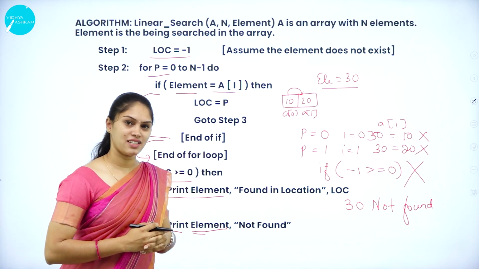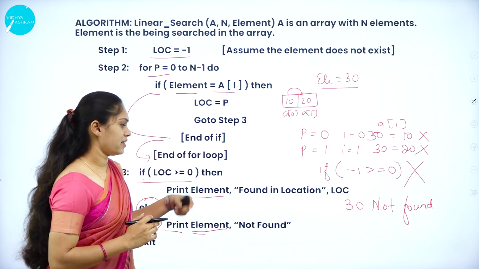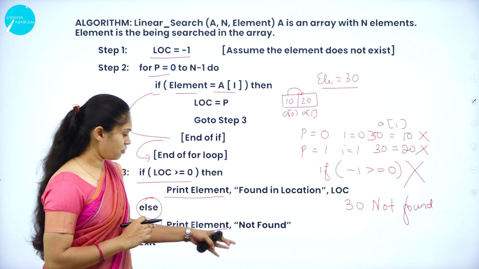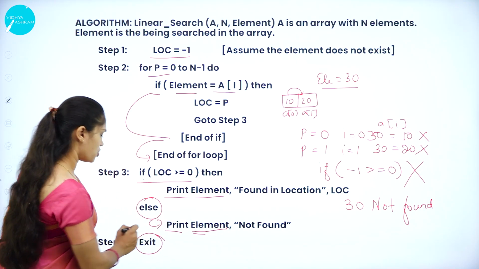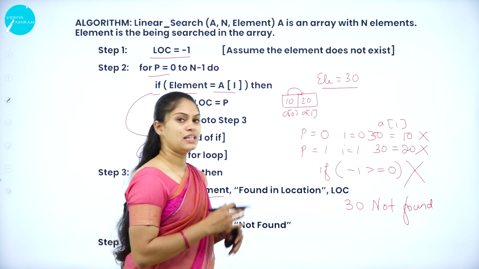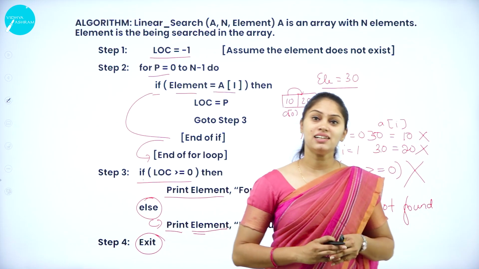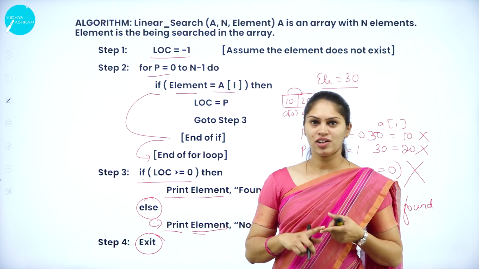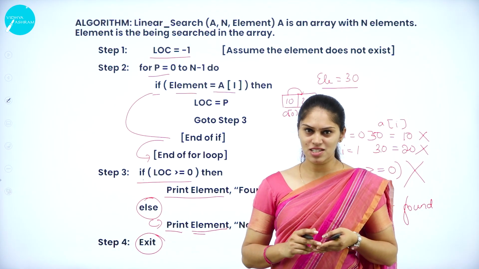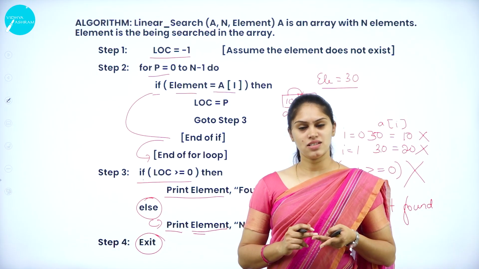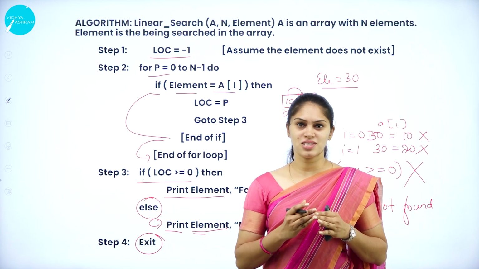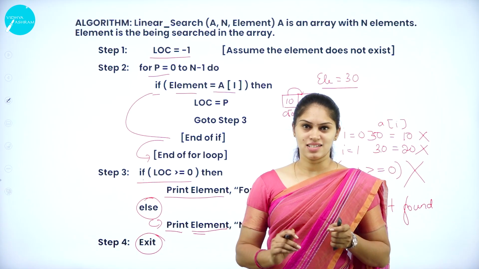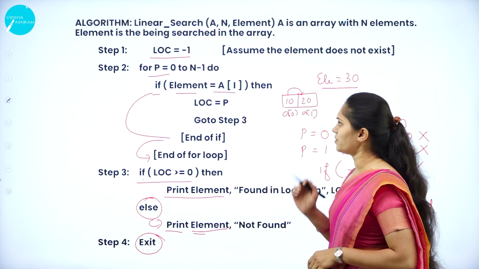This is how the linear search is going to happen. Whether we find an element or we don't find an element, at last it has to exit. So this is an algorithm regarding the linear search. We have 2 possibilities: either the element is found, or else the element is not found. These are the 2 possibilities when it comes to the linear search. So I hope you understood the linear search.